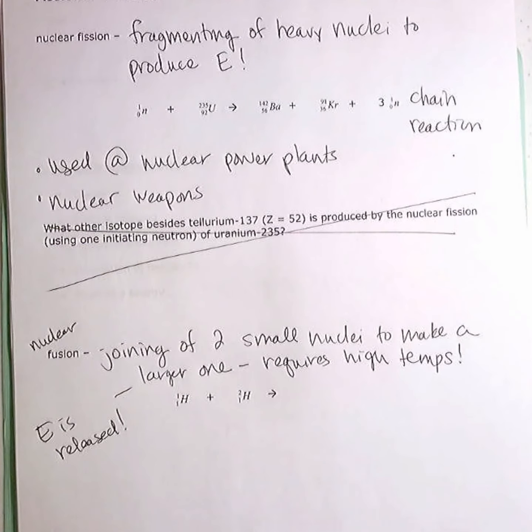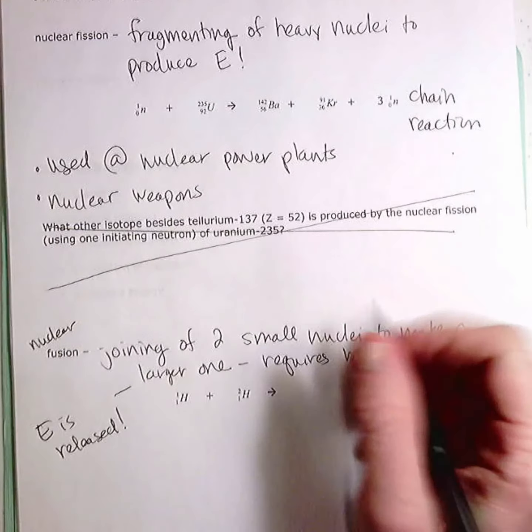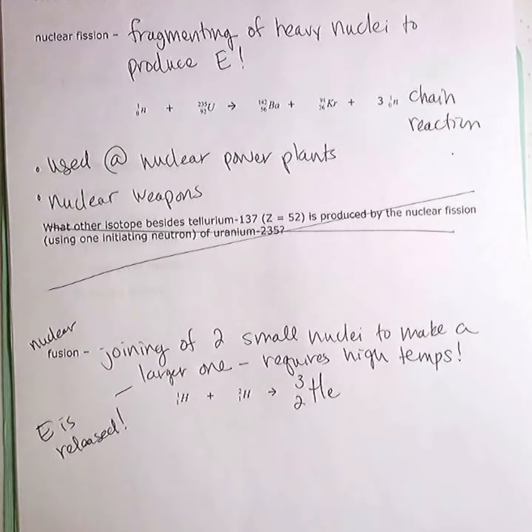So in the sun, hydrogen atoms are fused together to make a helium atom. So this is hydrogen 1, this is hydrogen 2. They fuse together to form helium 3. The release of energy from this process provides heat and light for our planet. Note that this cannot occur as a chain reaction.